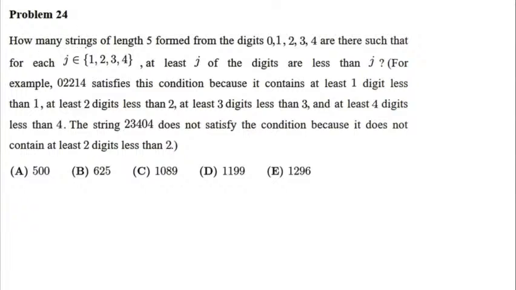AMC 12A 2022 problem number 24. It says how many strings of length 5 formed from the digits 0, 1, 2, 3, 4 are there such that for each j belonging to 1, 2, 3, 4, at least j of the digits are less than j. For example, this satisfies because 1 digit less than 1, 0. At least 2 digits less than 2, 0, 1. At least 3 digits less than 3, and at least 4 digits less than 4. But this one is bad because it doesn't have 2 digits less than 2, because we have only 1 digit, 0, less than 2. And we should calculate the number of them.